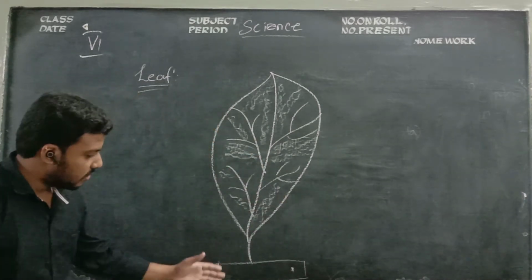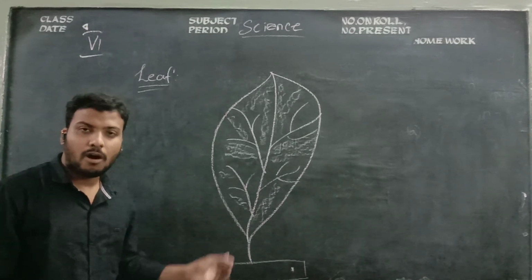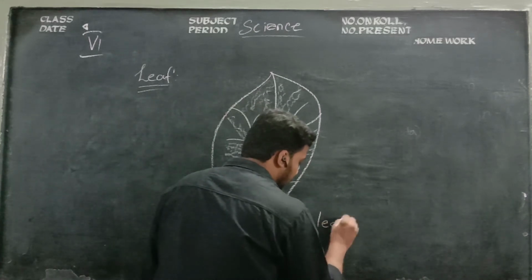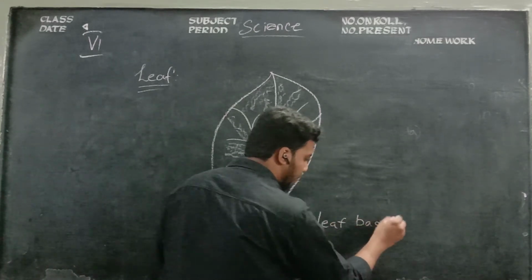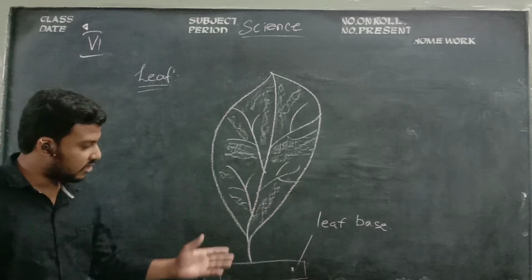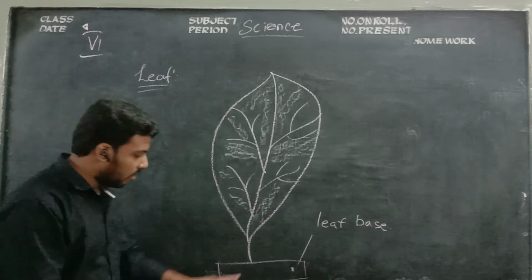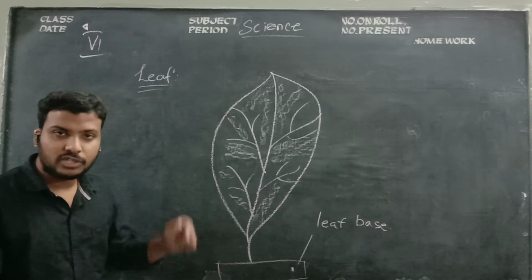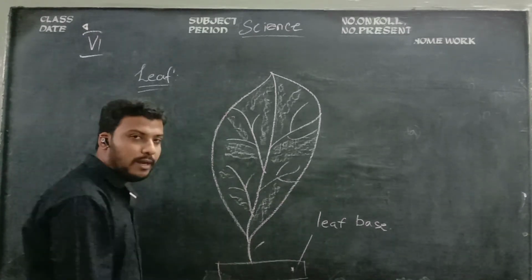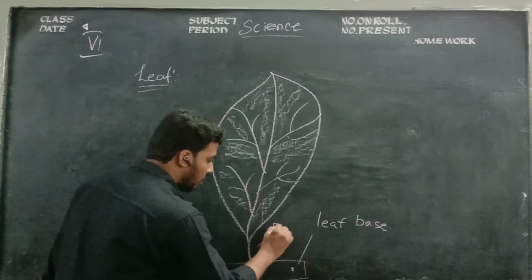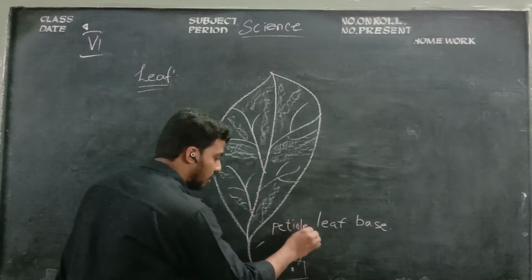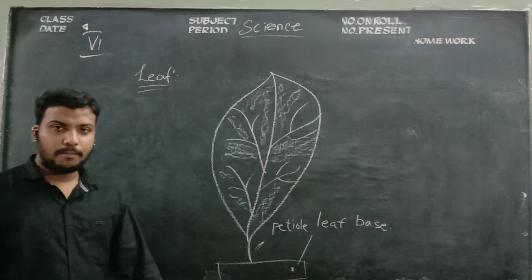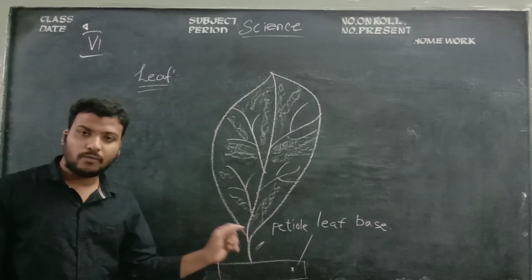Children, this base part on which the leaf sits is called the leaf base. The leaf base is the part on which the leaf sits. Next, there is a thin strand-like structure, children. That is what you call the petiole. The petiole is one of the parts of a leaf, children.